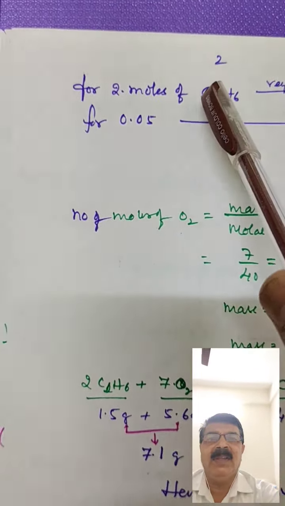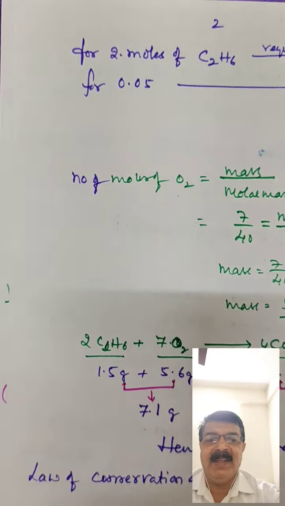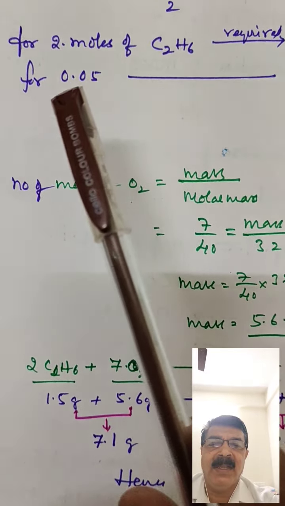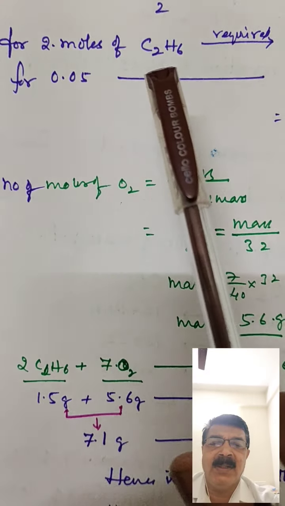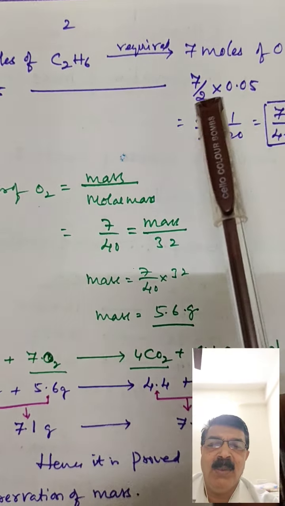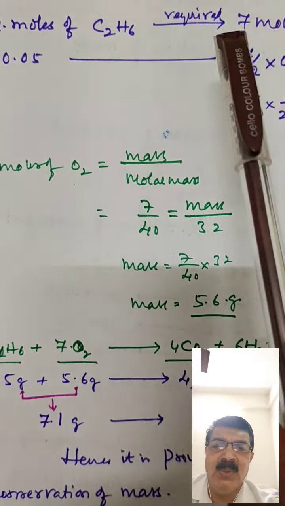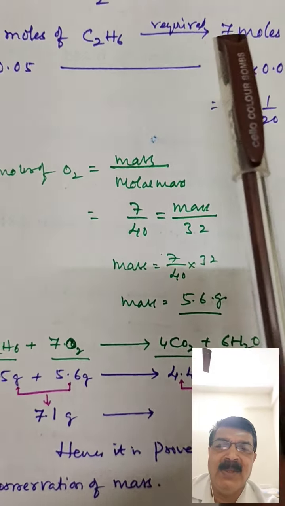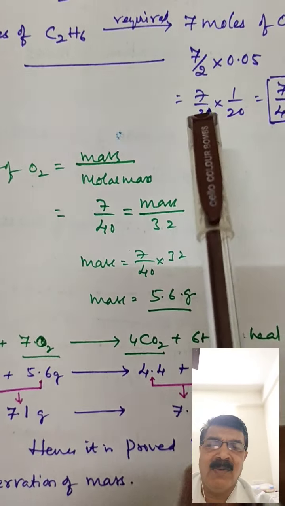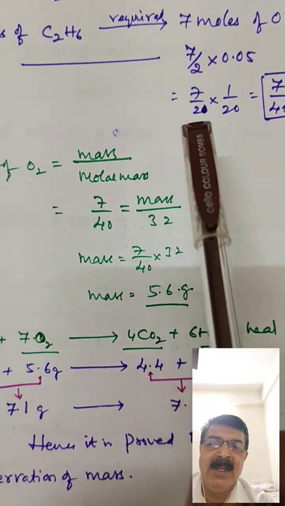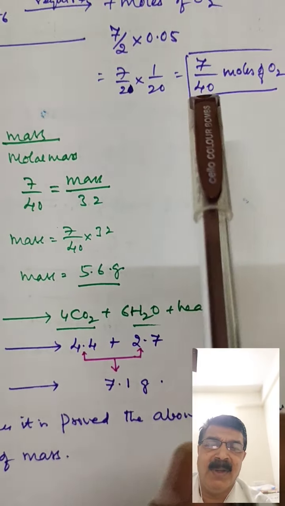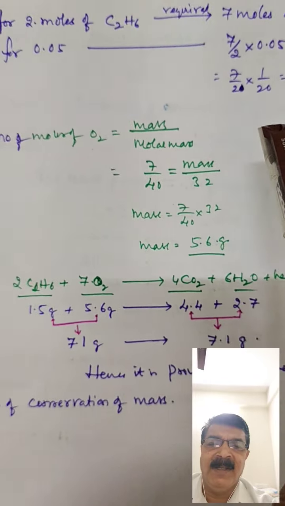For 2 moles of ethane it needs 7 moles of oxygen. It is given here only. So we get the mass of the oxygen. For 0.05 moles of ethane, how many moles of oxygen does it need? That is 7 by 2 into 0.05, which becomes 1 by 20, that is 7 by 40 moles of oxygen needed.